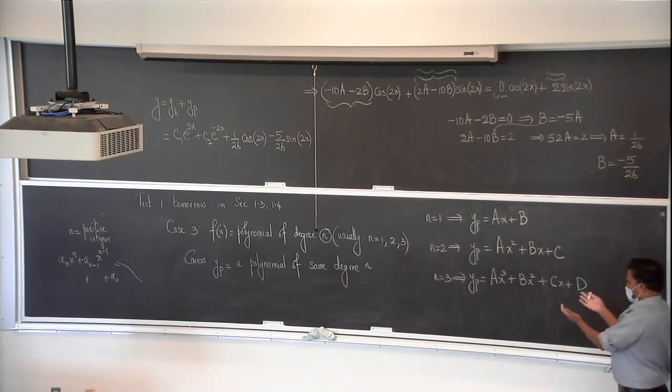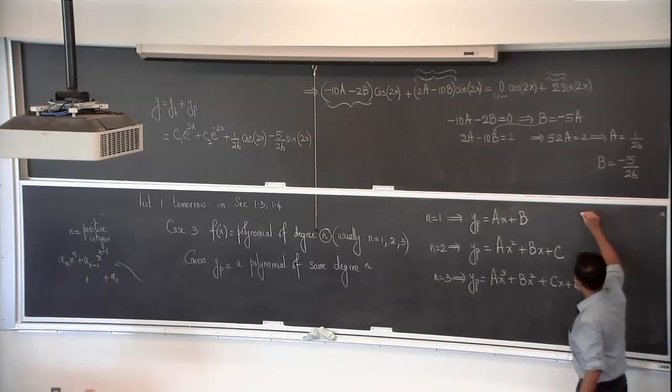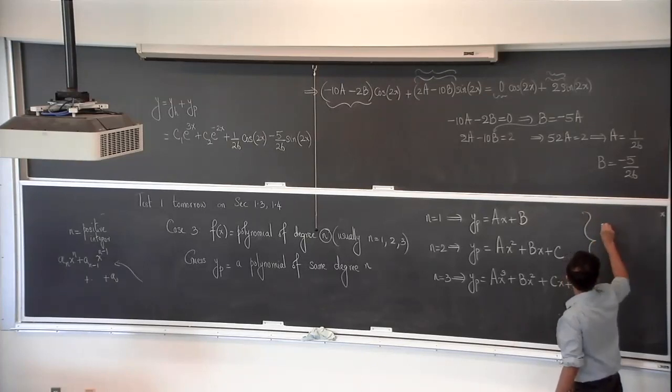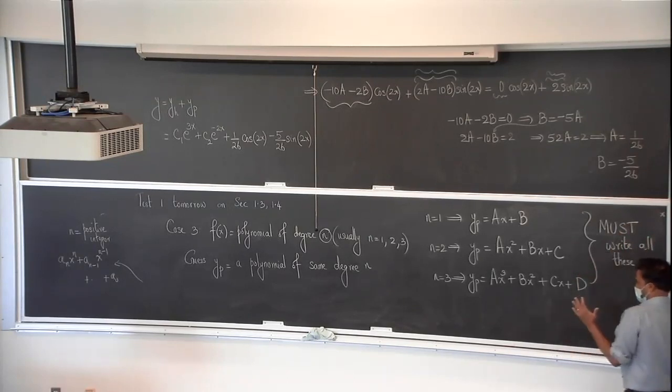You can see what will happen if you have higher degrees, but those become more academic at this point. So the crucial thing here is to make sure that you must write all these terms even if your f of x only has 1 or 2 of these terms.